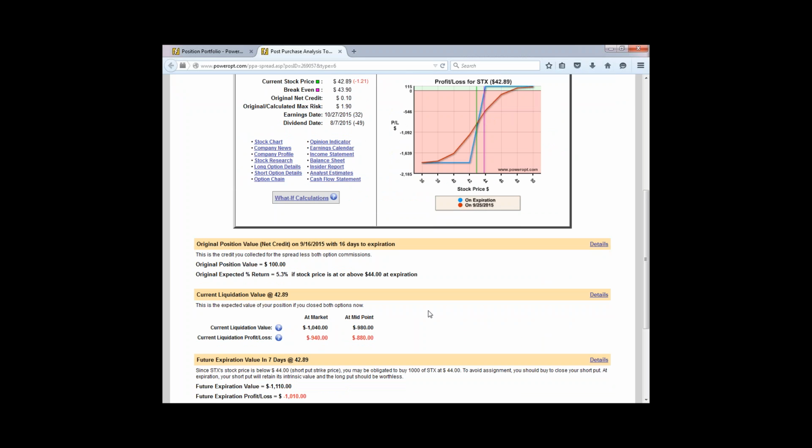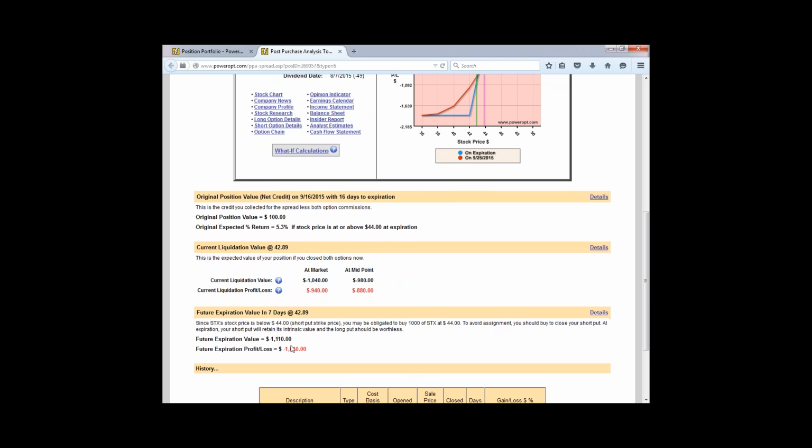So as I scroll down, of course, it gives me what my original expected return was. We were hoping to make 5.3%. The current liquidation value we saw was $1,040. If I bought to close the short put now and sold to close my long put, it would cost me $10.40. I keep that initial 10 cents times 10 contracts, or $100, so our loss would be $940. Using the midpoint, we get a little bit better break. This $10.40 is based on the natural bid and the natural ask.